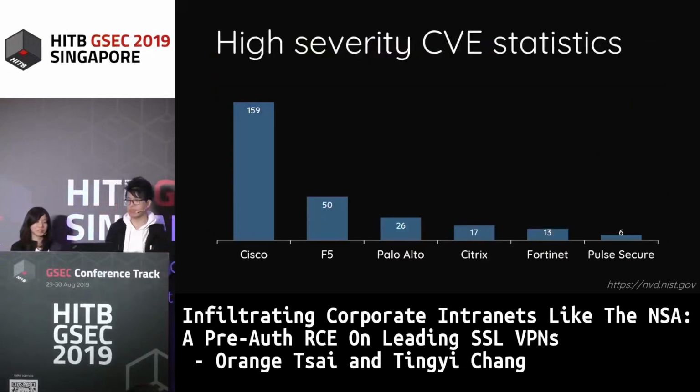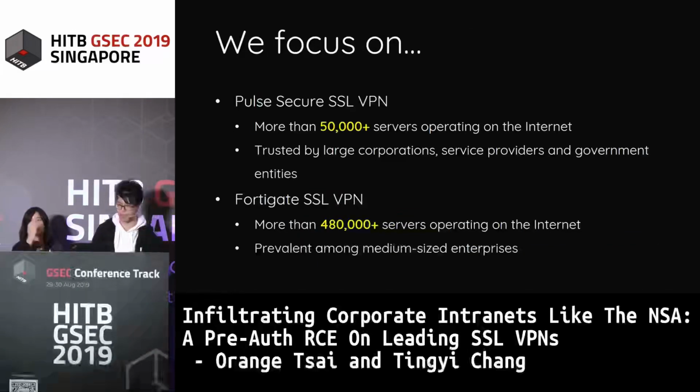Once we decided to research SSL VPN, the next question was how to choose the targets. We did a little survey on the leading SSL VPNs. As you can see, even counting high-severity CVEs, Pulse Secure and Fortinet are the most secure ones. We wanted to challenge the mission impossible, so we put our priority on Pulse Secure and Fortinet.